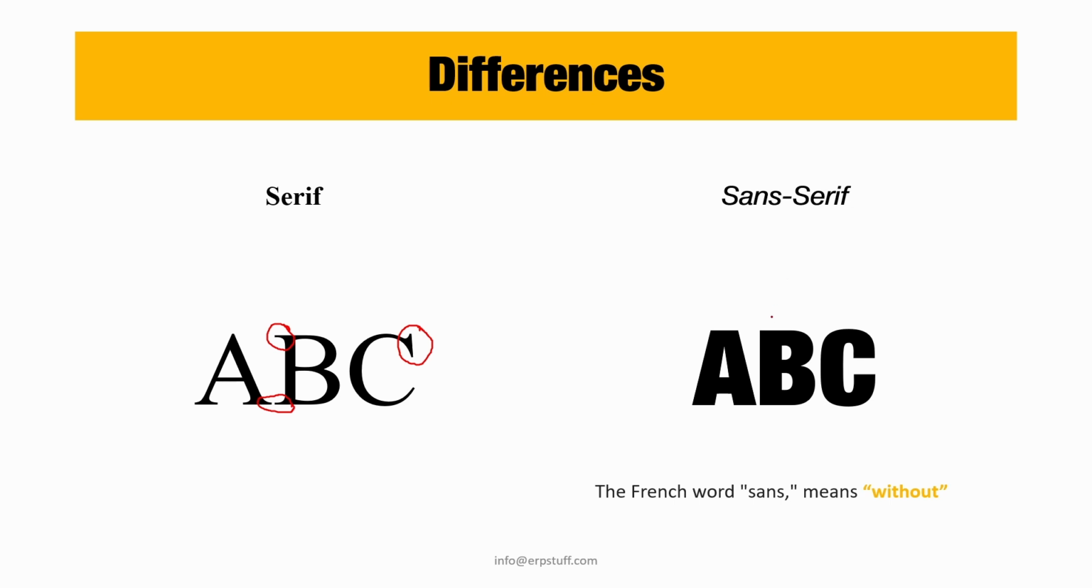Now moving to sans serif. Serif is still the same. And the French word sans means without. That means this is without these edges. If you see here, it is straightforward, I mean plain. C has no edges. And the same for B, there is no extension over here. And the same for A. So it looks more simple. These others are a bit decorative, you would say, right? So these are the main two categories.